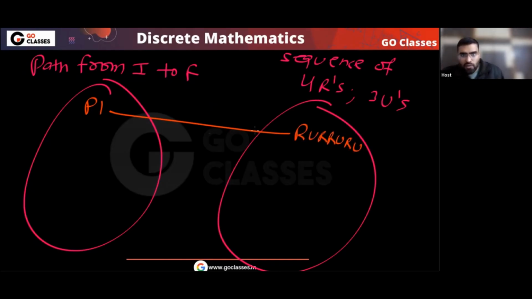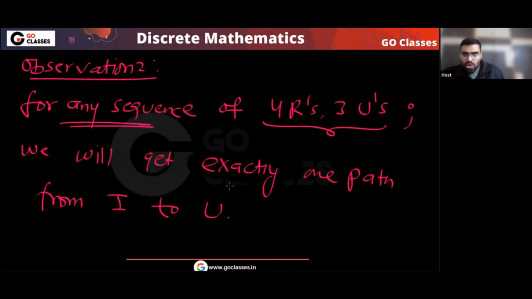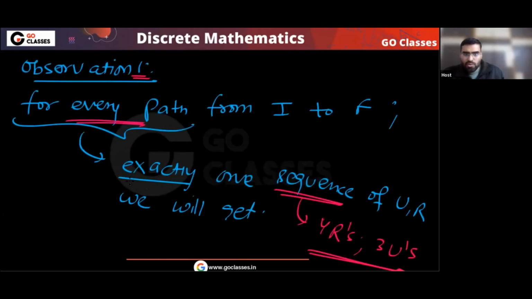Similarly, you can notice for every path exactly one. And similarly, if you have a sequence here, R, U, R, then again exactly one path you will get. Do you agree or not? So from these 2 observations, this is what we can see. So I can say there is a bijection between them. So number of paths is equal to number of sequences. Agree or not? Because for every path you have a unique image here, and for every sequence you have a unique path.